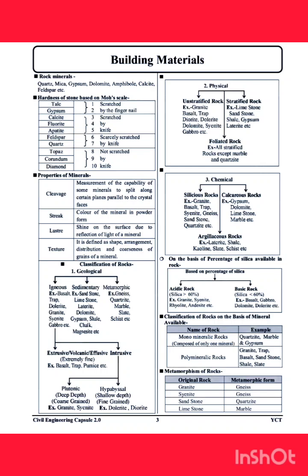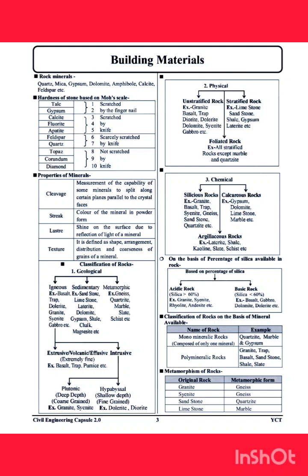Similarly, igneous rocks are further classified into two groups: extrusive, that means volcanic or effusive, and intrusive. Extrusive rocks are like basalt, trap, pumice, etc. In the same way, intrusive rocks are further classified into two groups: plutonic and hypabyssal. Plutonic rocks form at deep depth and are coarse grained, and examples are granite and syenite. Hypabyssal rocks form at shallow depth and are fine grained, like dolerite, diorite, etc.